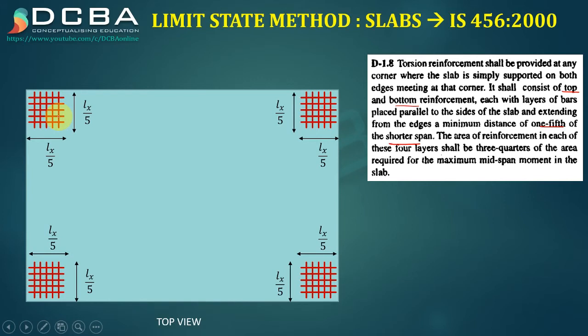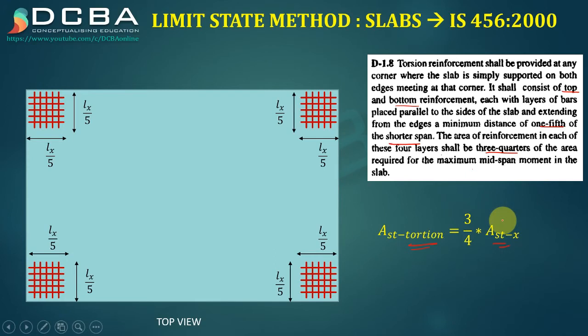It is just like the brakes that we applied to the car, so that it stops from moving in the same direction. The area of reinforcement in each of these 4 layers shall be 3/4 of the area required for the maximum midspan moment in the slab. So the AST that we provide in this, AST torsion, is 3/4 of ASTX.